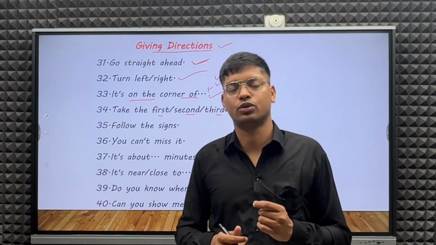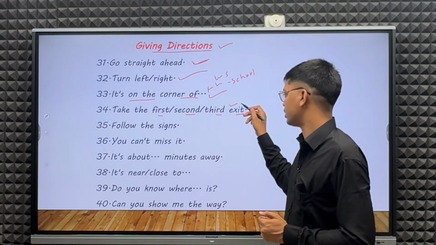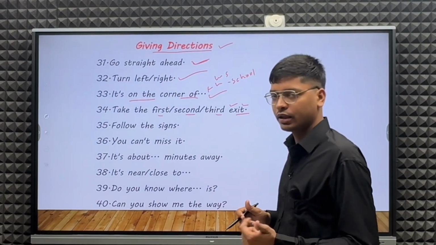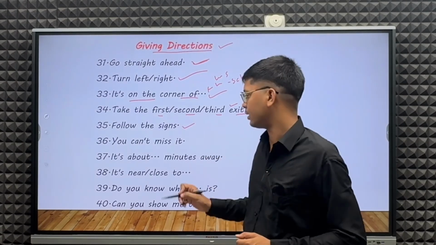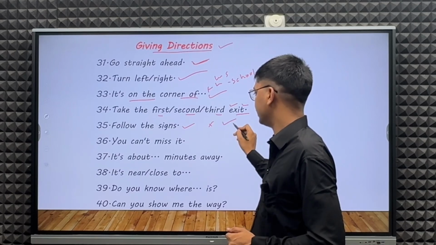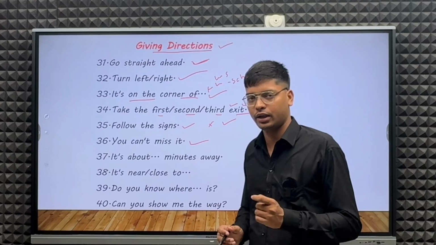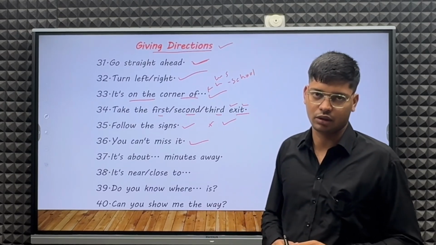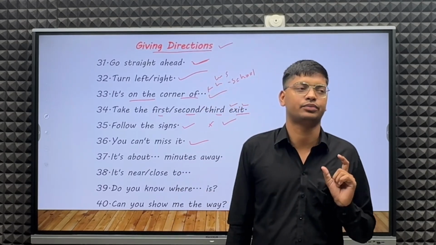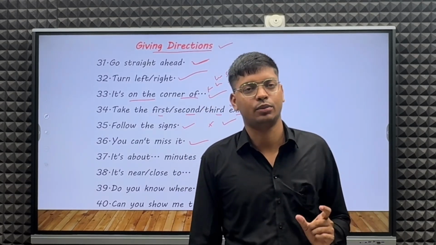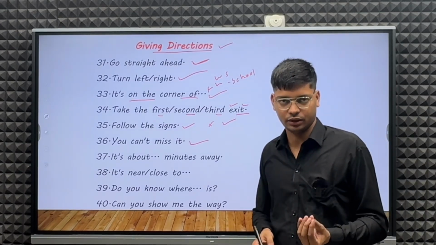So it is mostly used if you are going to any mall or market, so you can use this type of sentences. Take the first, second or third exit. Okay, follow the signs. Follow the signs, like left, right, this type of signs. Okay, you can't miss it. This sentence shows the importance of a situation.